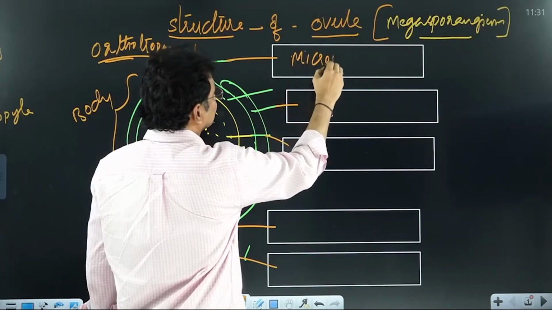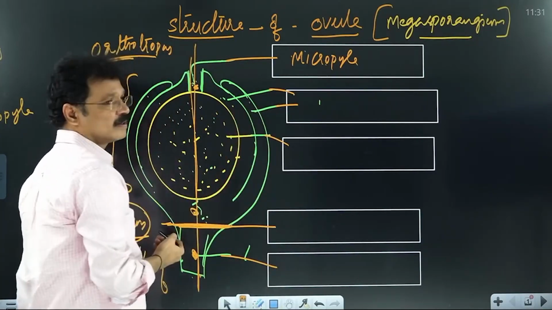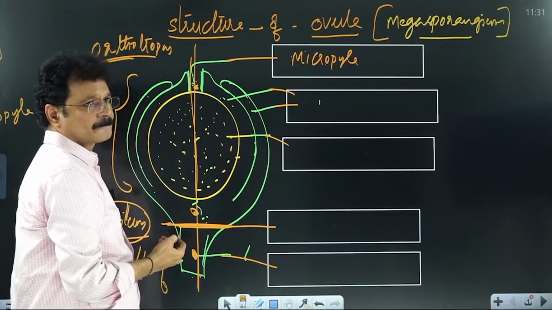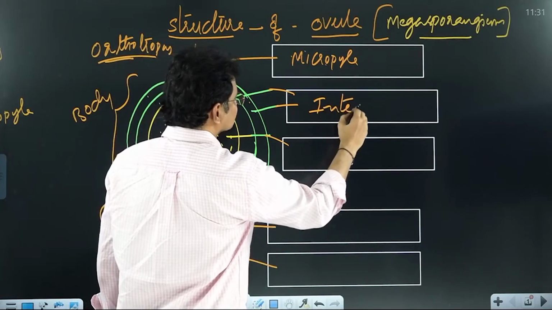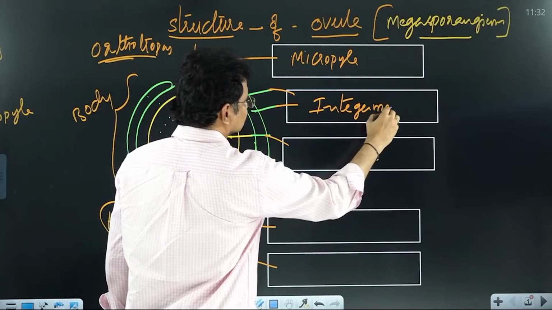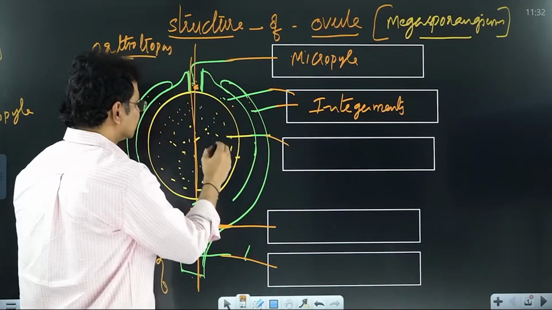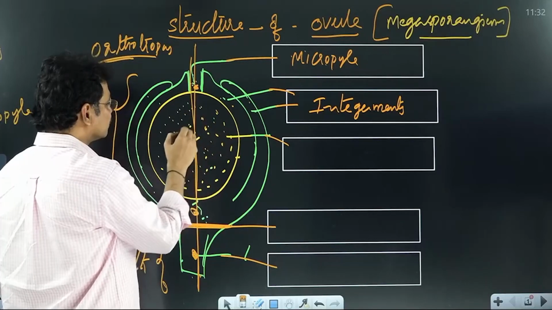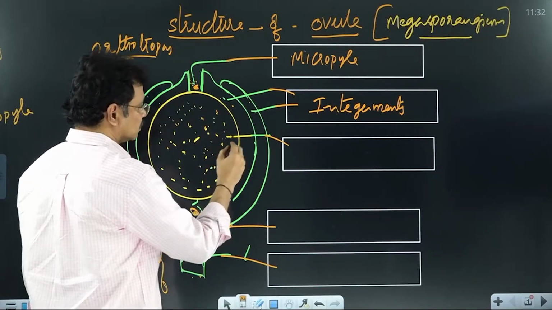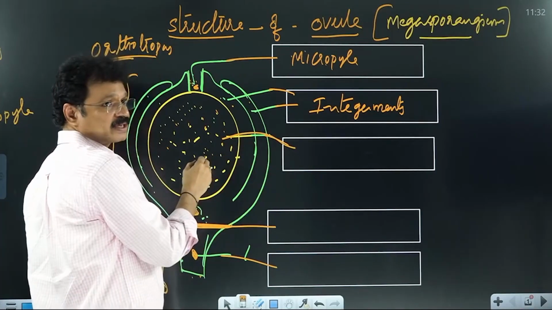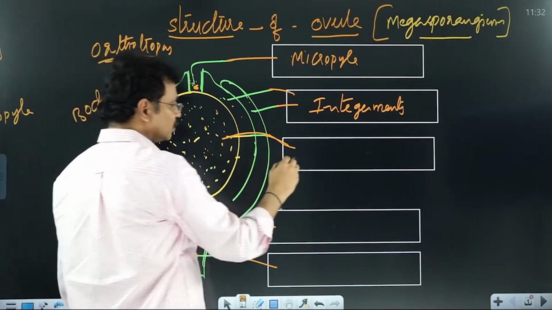Micropyle. What about these two? Yes, good. Integuments. Two integuments are there, whereas in some ovules only a single integument is there. Next, what about the diploid tissue found inside of the young ovule? What is the name of the bulkiest spots found just under the integuments? Good. Nucellus.